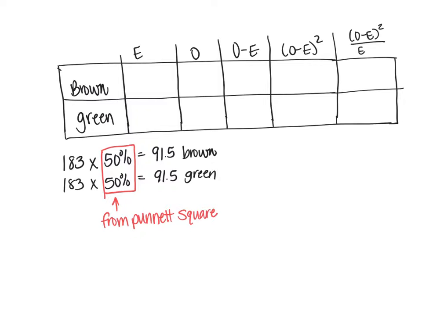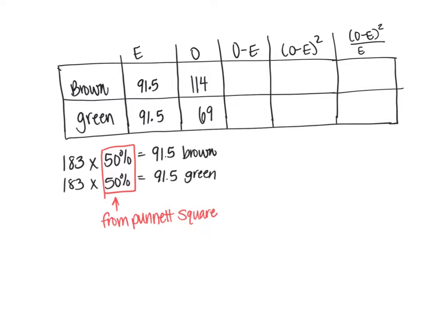Now I'm going to go ahead and fill in my expected values. And I'm going to get the observed values from the table on the previous slide. In other words, the observed value is the actual babies that were born. Again, these numbers came from the table that we were given. 114 babies were born brown, 69 babies were born green. Now we do expect a little bit of randomness in the babies that are born. But what we need to check is whether this randomness is too far away from the expected value.